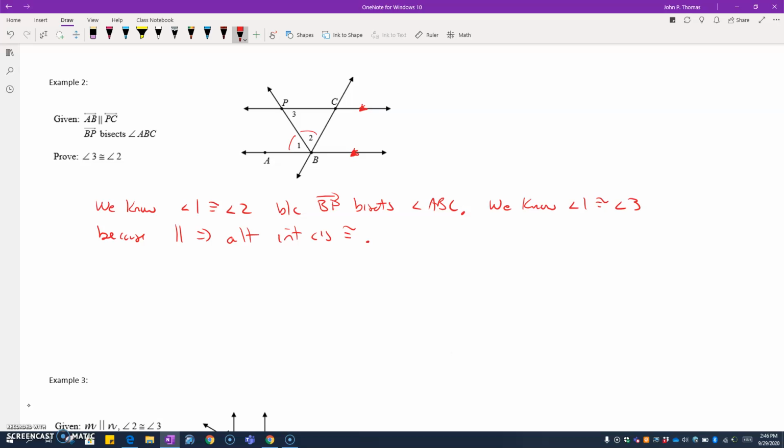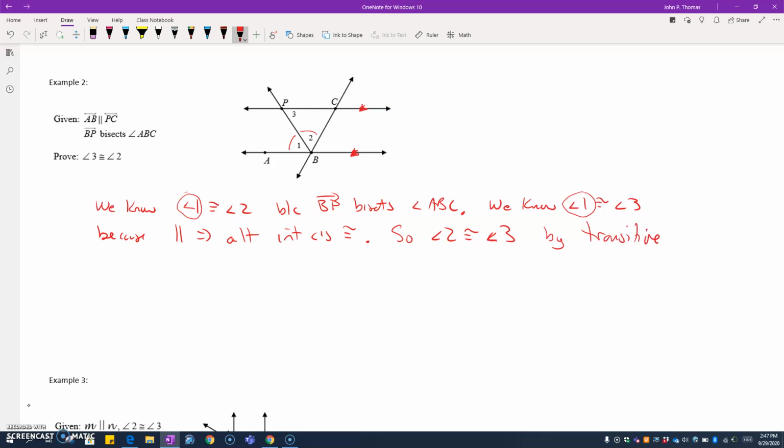So what we're going to be able to do now is pull those two together because they're connected by the 1. They each have that 1, so 2 is the size 1 is, 3 is the size 1 is, so we're going to say angle 2 is congruent to angle 3. And the fancy name for that is the transitive property.